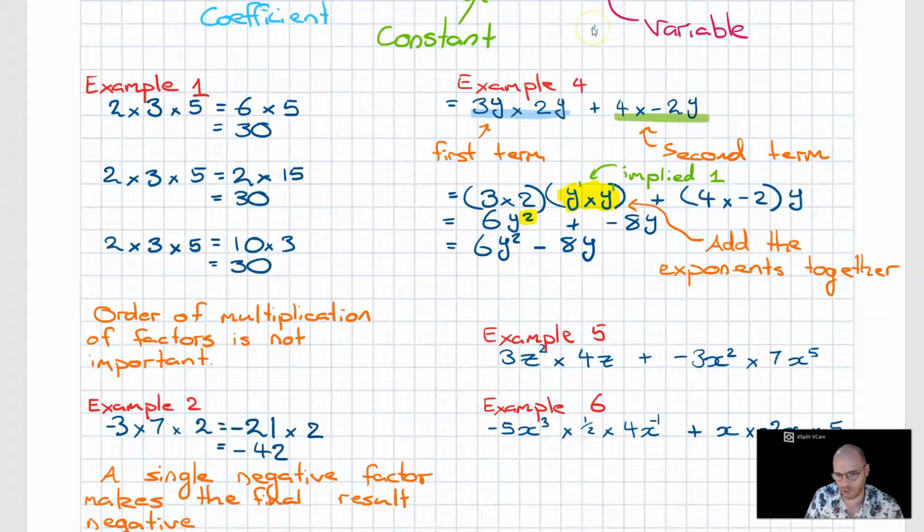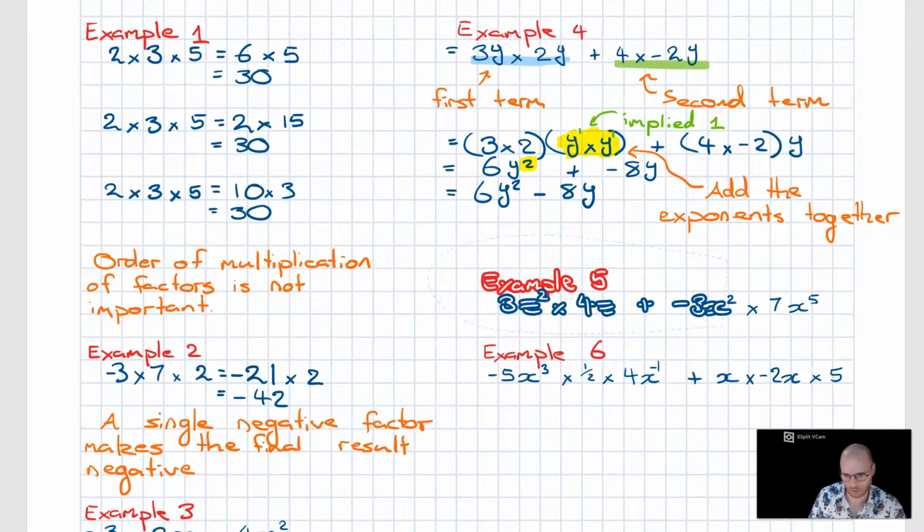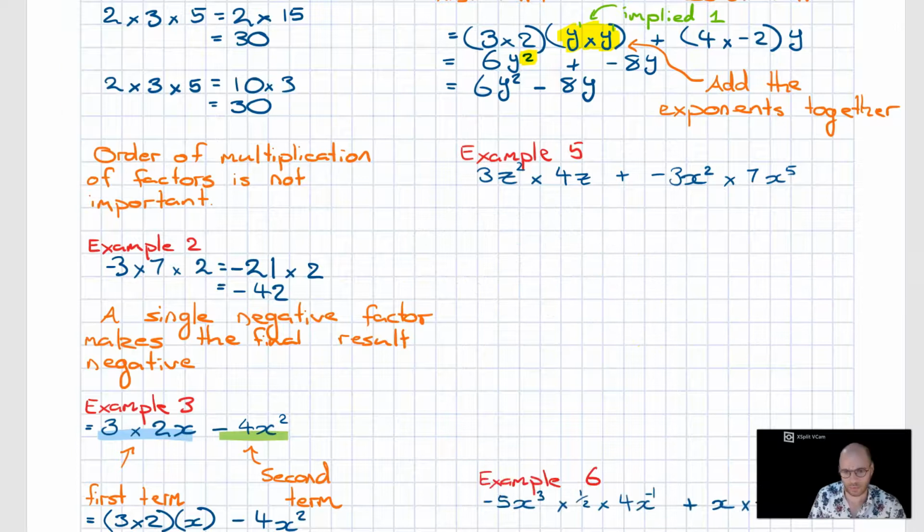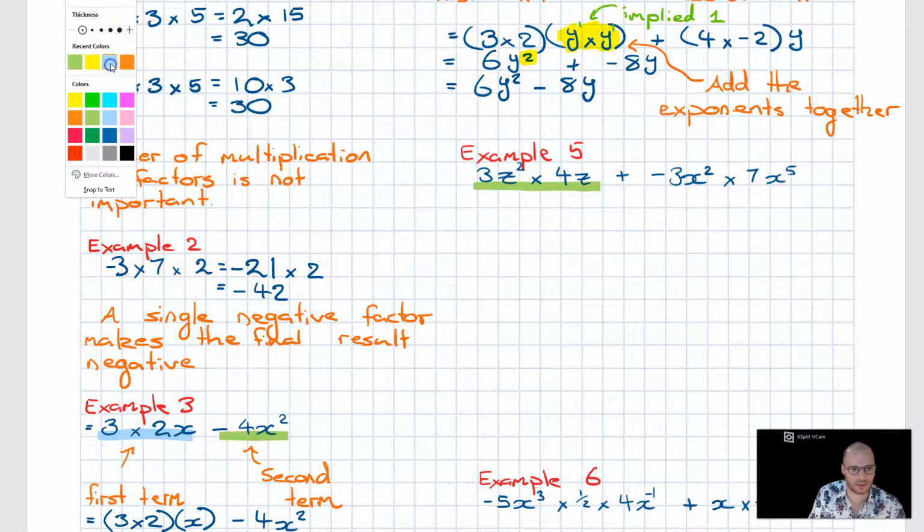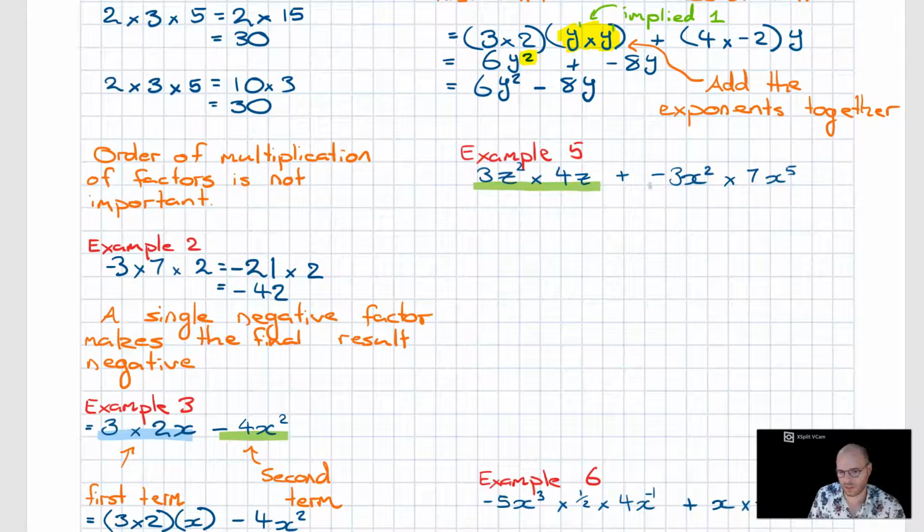So when you have a variable with no power above it, it's implied that it's got a power of 1. Alright, now example 5. We have our first term here that's made up of 2 factors, 3z squared times 4z. And then we have a second term here that's also made up of 2 factors, minus 3x squared multiplied by 7x to the power of 5.